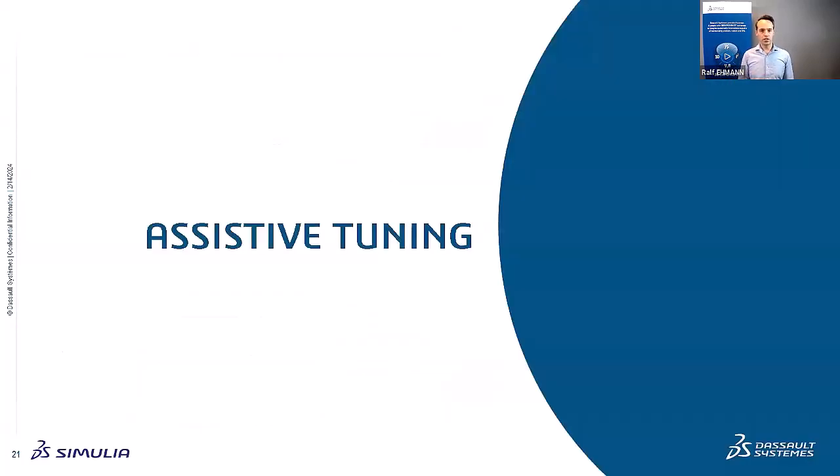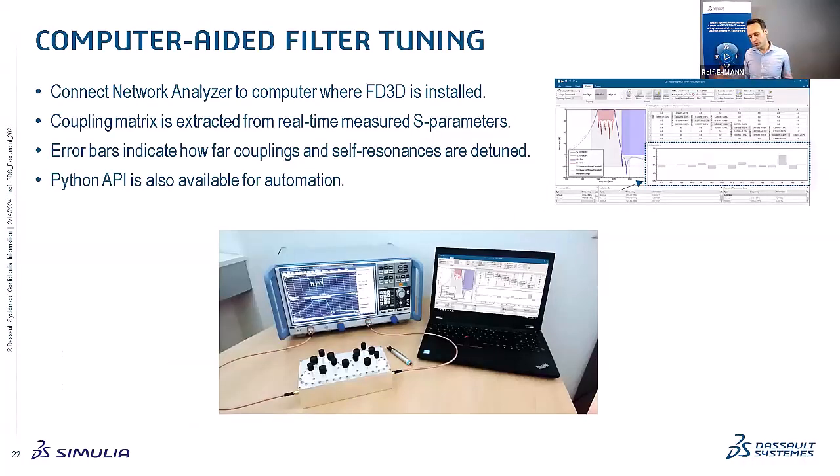Okay, coming to assistive tuning then. This is the final topic, and all of this extraction we can also apply to your device under test. You have used the FT3D environment to design. Now you want to use it also to tune up your filter that is on the bench. You have your network analyzer set up with the measurements. You connect it to your machine where CST is installed and FT3D is available.